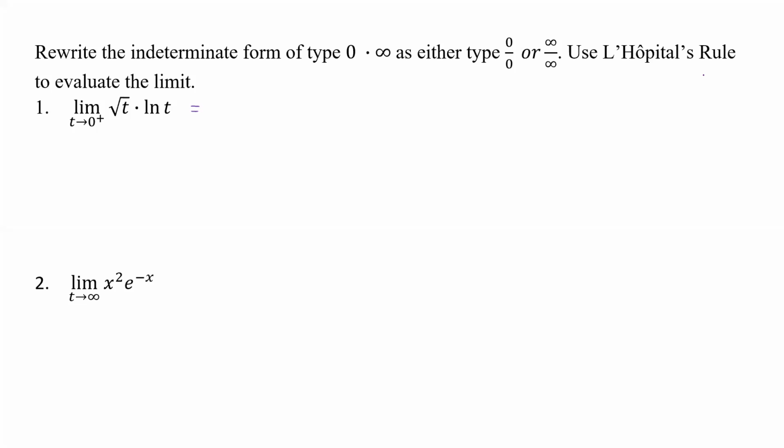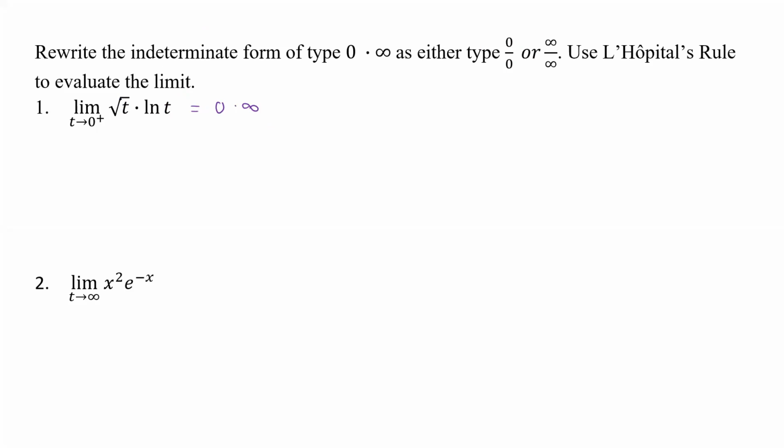All right, so now we're going to have forms that are of the type 0 times infinity. If we think about that, as we get closer and closer to 0 and take the square of that, that's going to give us 0. And as we get closer and closer to 0 for ln t, that's going to go to infinity. And so that's basically our 0 times infinity. And so what we need to do is convert it to one of these types.